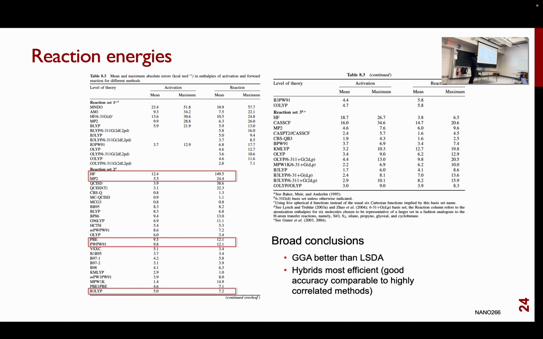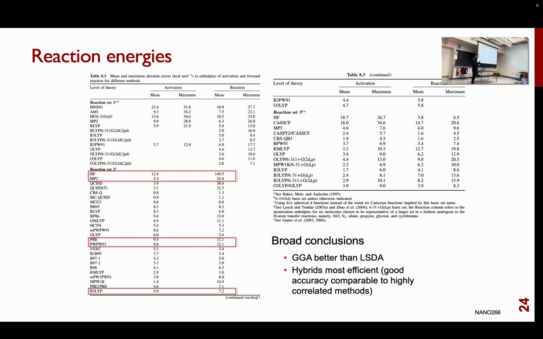You can also look at the reaction energies, okay? So here are the reaction energies for different molecules, and what I've highlighted here are the key rows in the table that I want you to focus on. Okay, so if you recall, your Hartree-Fock method tends to get reaction energies terribly wrong. So if you look at the mean absolute error in your reaction energies with your Hartree-Fock method, it is about 150 kilocalories per mole.